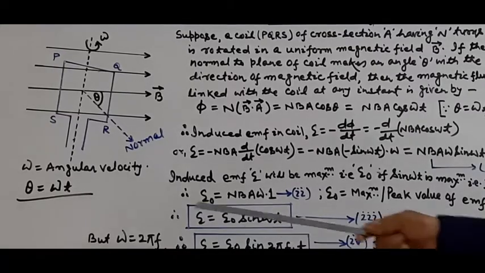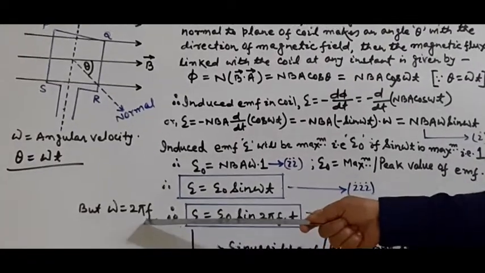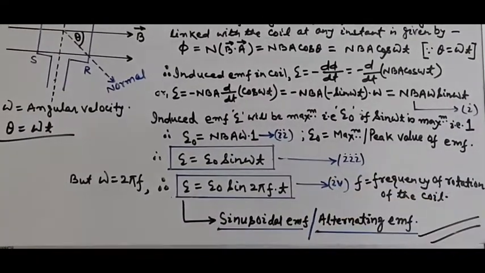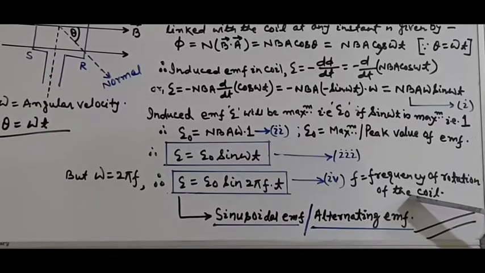Now we know that this angular velocity omega is equal to 2 pi f, where f is the frequency of rotation of the coil, as I have mentioned over here.